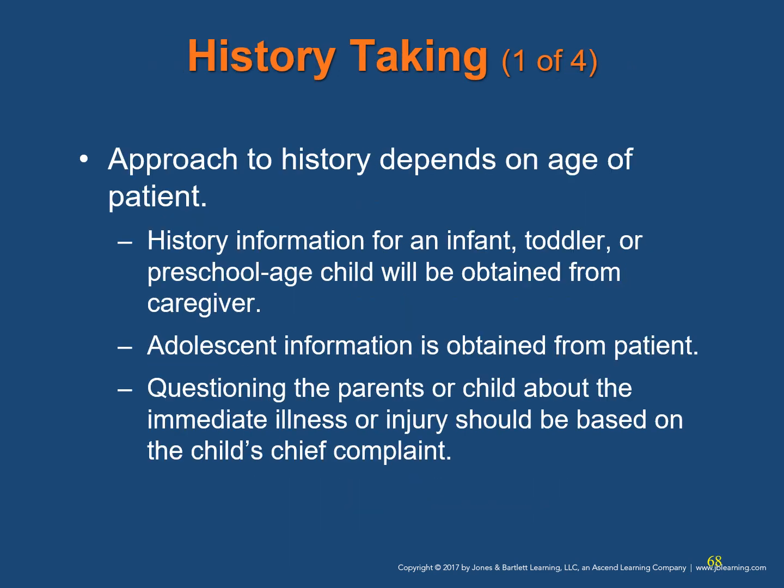History taking. Your approach to history will depend on the age of the pediatric patient. Historical information for a toddler, infant, or preschool-age child will have to be obtained from a parent or caregiver. While dealing with an adolescent, most information will be obtained from the patient. Sexual activity, possibility of pregnancy, drug or alcohol use should be obtained from the patient in private. Questioning the parents of a child about the imminent illness or injury should be based on the child's chief complaint.